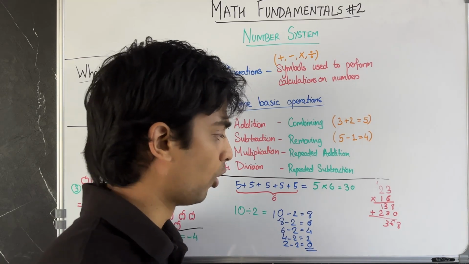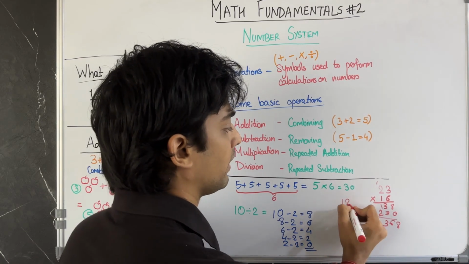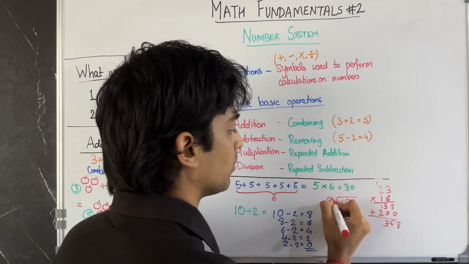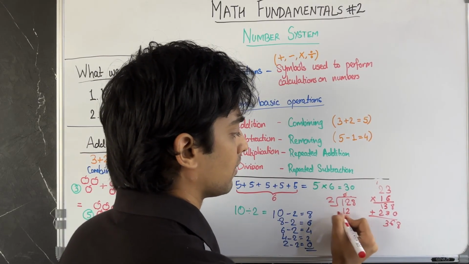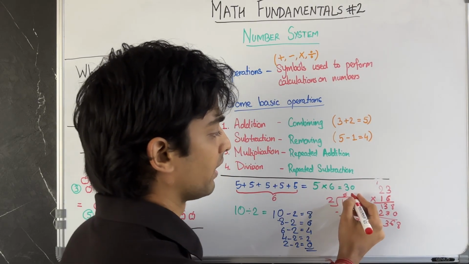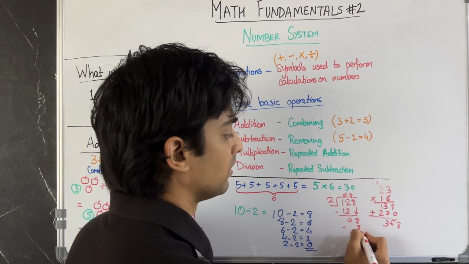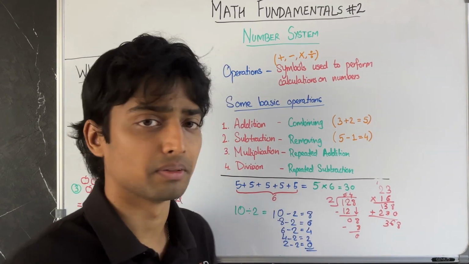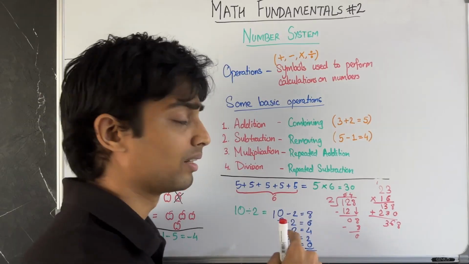Same reason, in long division, let's say we have 128 divided by 2. 2 6s are 12, minus 0, 8 comes down, now 2 4s are 8, 8 minus 0. Why do we subtract in long division? Because division is nothing but repeated subtraction.